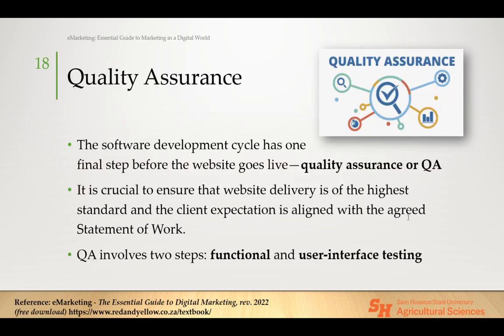Lastly comes quality assurance. The software development cycle has this one final step. It's crucial to ensure that website delivery is of the highest standards, and it has 2 steps: making sure through functional testing that all the features of the website are working correctly, and with the user interface, making sure the user can engage with all the controls, menus, drop-downs, etc.